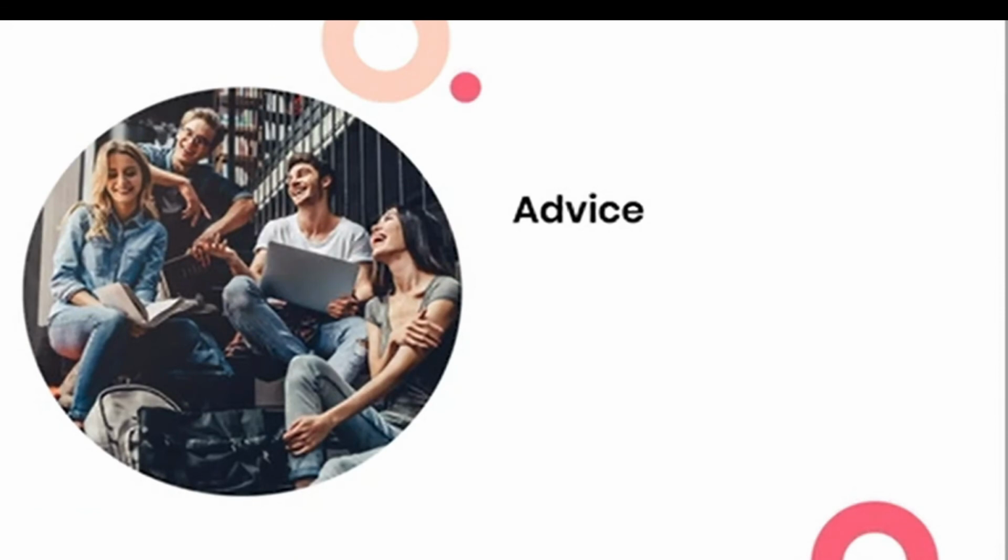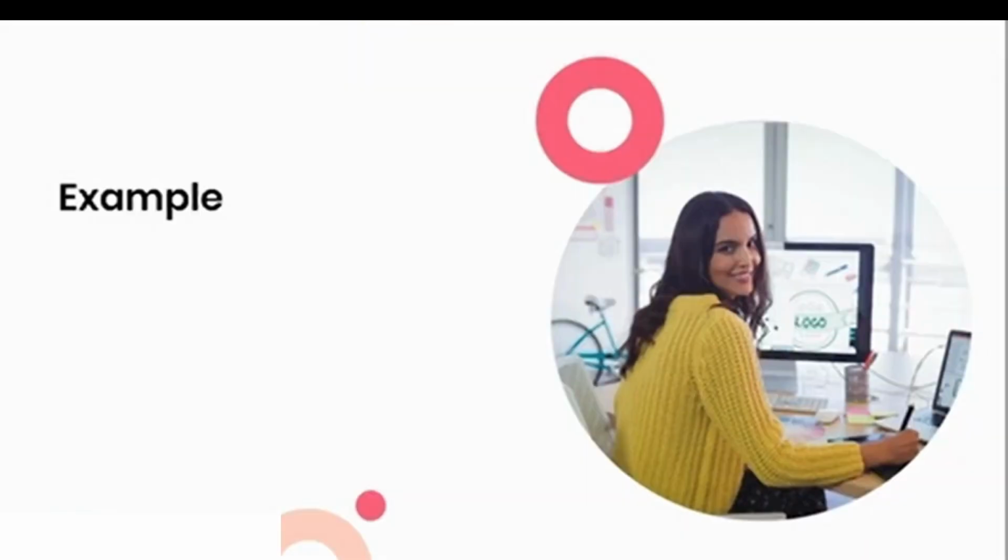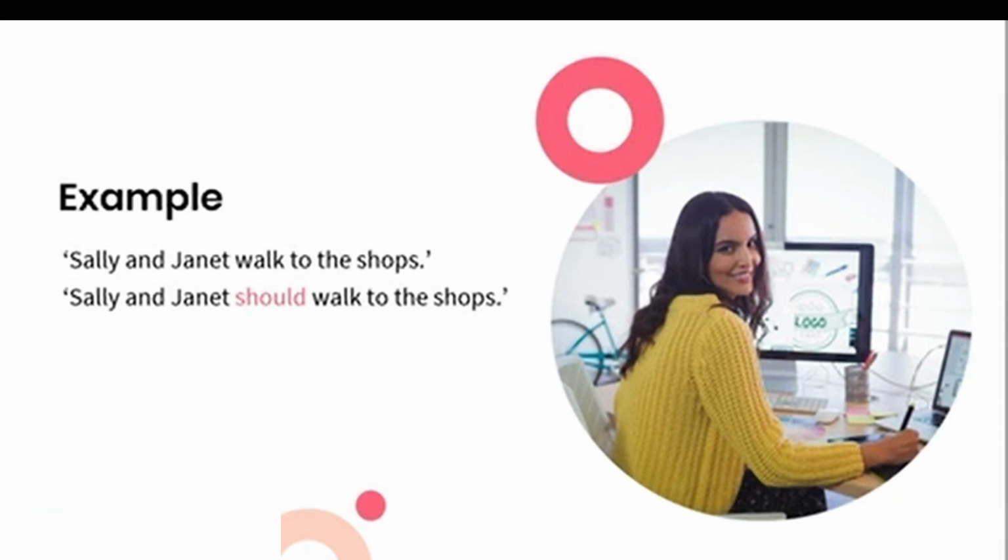The last purpose of a modal verb is asking for or giving advice. When you give someone advice, it means that you tell them what to do in certain situations when they need your help. We can use the modal verb should to ask for advice. Once again, let's take the sentence from before. Sally and Janet walk to the shops, and insert the modal verb should. Sally and Janet should walk to the shops.